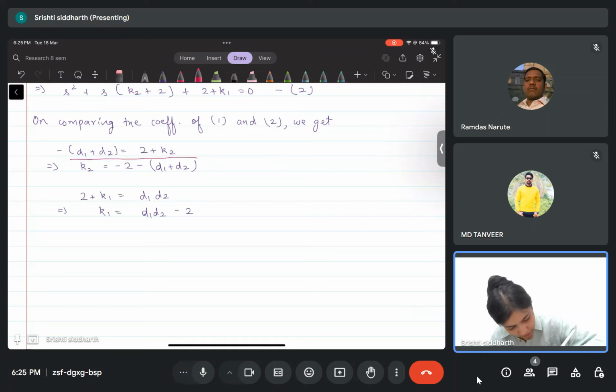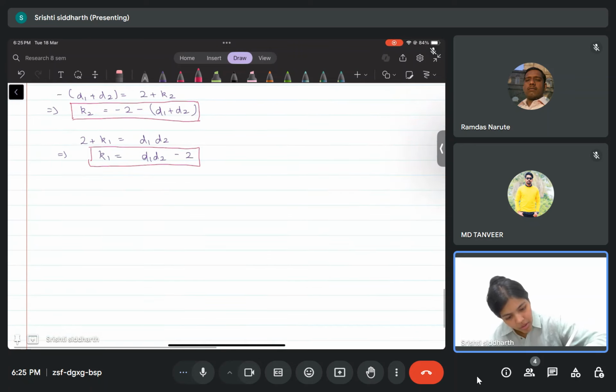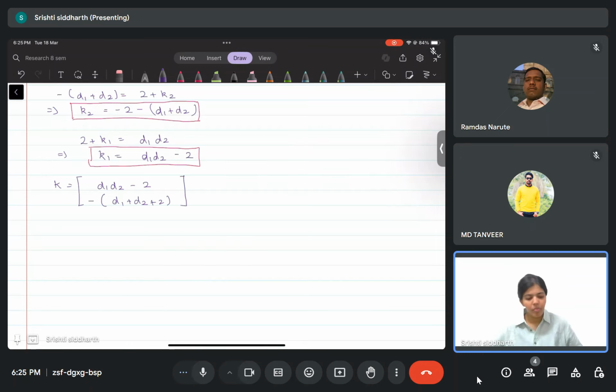So given the two eigenvalues, we can form the gain matrix easily by substituting these values. So the gain matrix K, in this case a column vector, is simply d1 d2 minus 2 and minus d1 plus d2 plus 2. So this places the eigenvalues of A minus Kc at the desired location.